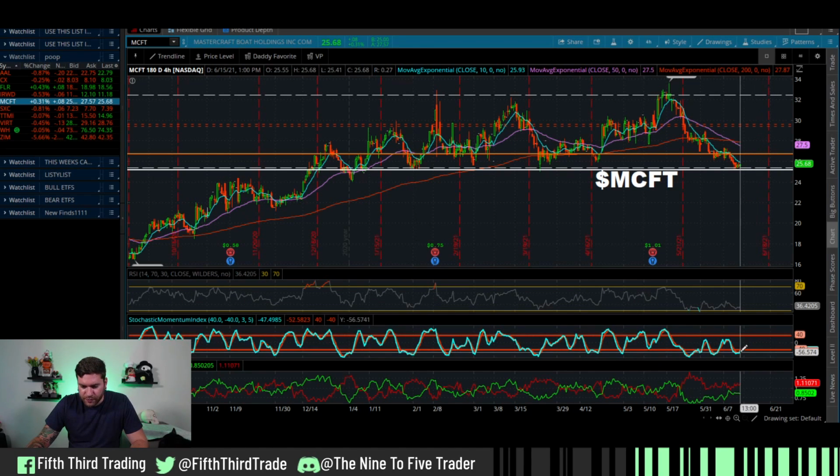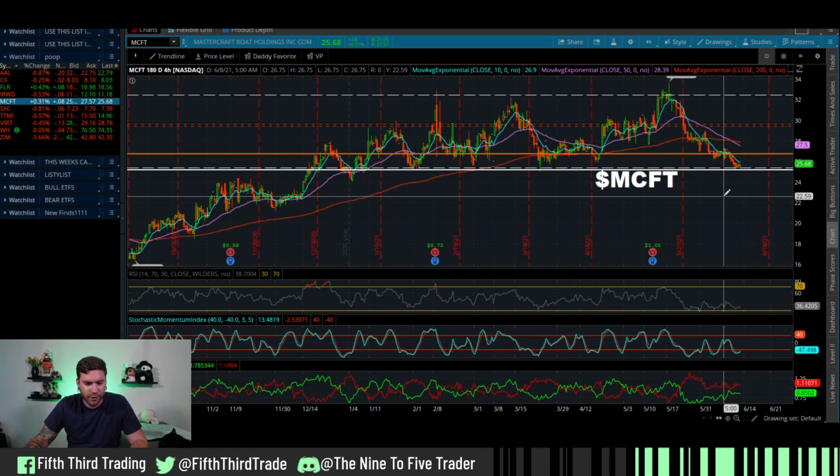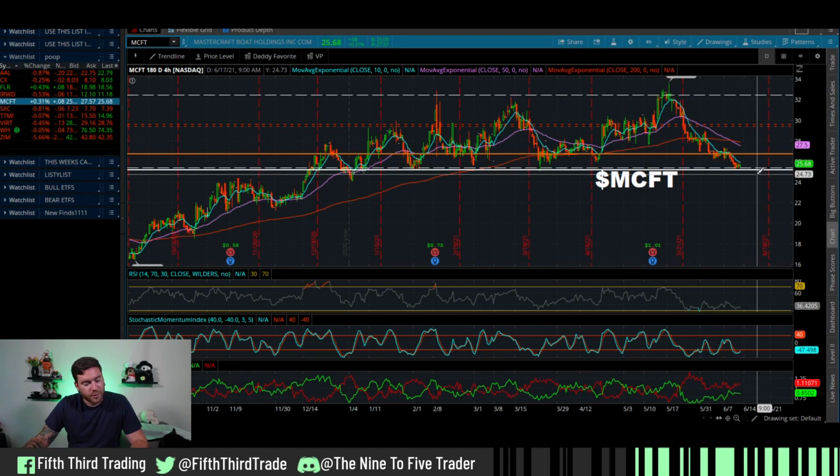RSI, it's low, love it. Negative 40 crossing, love it. Bulls low, bears high, love it. MCFT, simple support play. If you don't know how to do this yet, you should definitely work on your charting, work on your entries. This is a great place for a beginner to kind of work on having a stomach to hold. It could be a good play. I like it a lot.